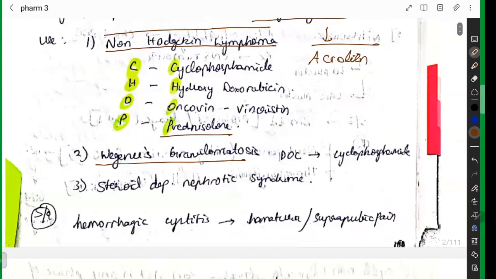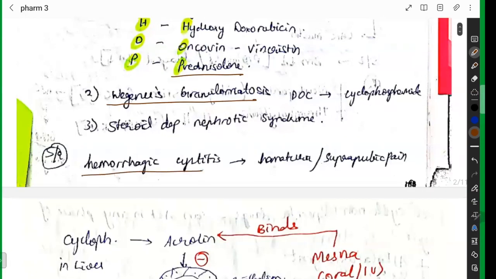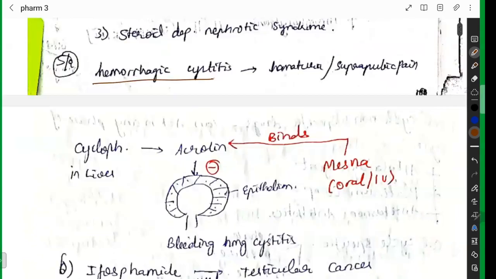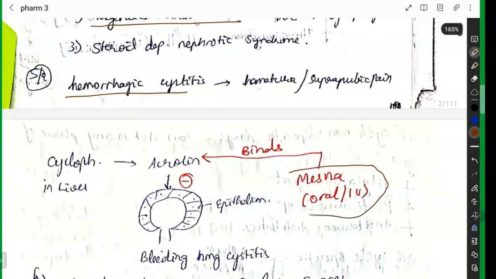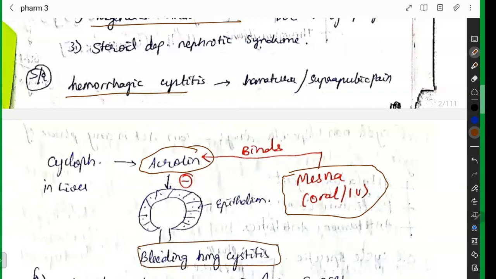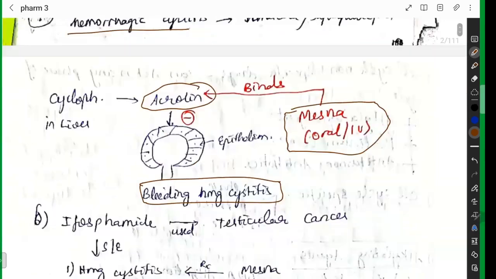Okay, now coming to the next one, hemorrhagic cystitis. Whenever the patient has hemorrhagic cystitis, what can you give? You can go for the drug called Mesna. What this Mesna does is bind with your acrolein, and when it binds with the acrolein, it prevents the bleeding of hemorrhagic cystitis. So this is the drug of choice which you are going to follow. Clear, right?